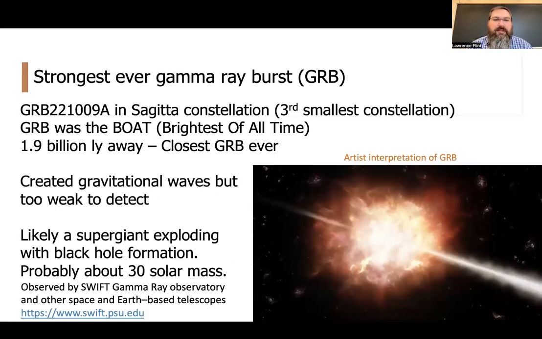So I wanted to mention something about this. It's interesting. There was an event that took place just this fall, and it's a gamma ray burst. We haven't really talked about gamma ray bursts yet, but a gamma ray burst is a burst of energy, of gamma radiation, from some kind of a high energy change that happens in our universe.